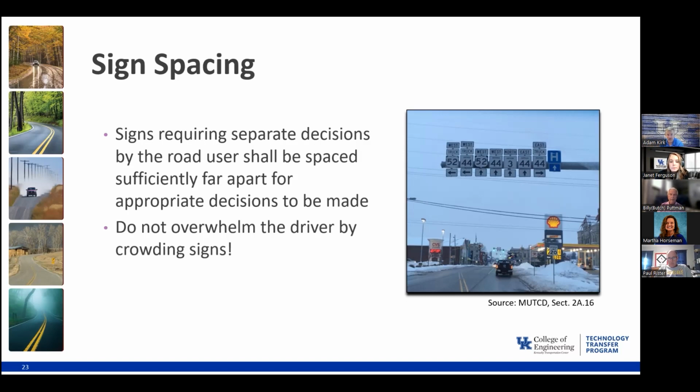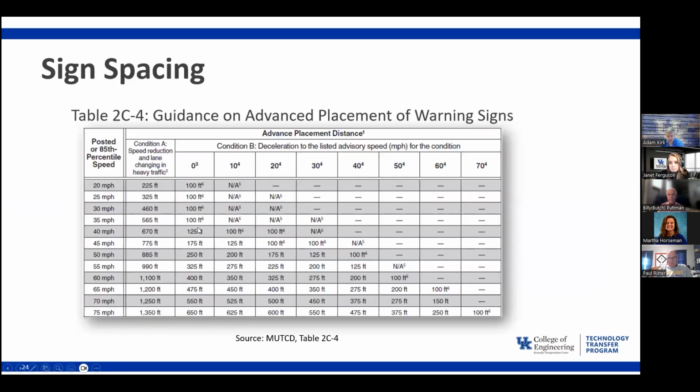If you think about it, you're driving a vehicle, negotiating curves, intersections, things like that, and we're adding different information. There's only so much we can do when we're driving 50 miles an hour down the roadway. So how do we start to space those out? The MUTCD has some guidance in there as well.